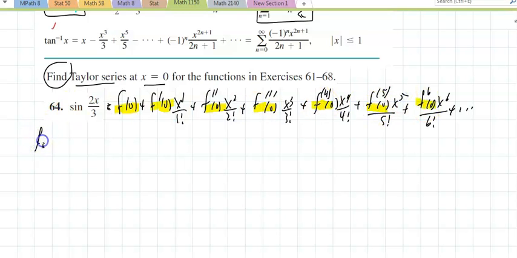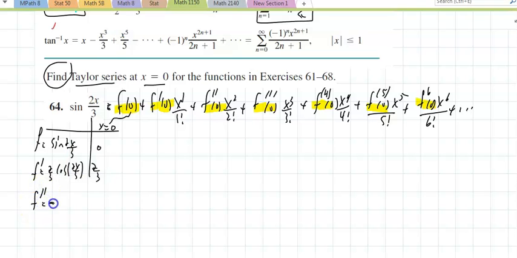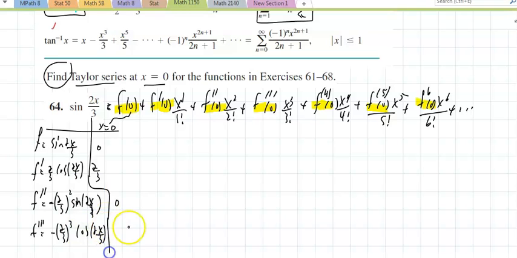I need to know f is the sine of 2x over 3. And if I evaluate that at x equals 0, that's a 0. F prime is 2/3 the cosine of 2x over 3. At 0, that's 2/3. F double prime is negative 2/3 squared the sine of 2x over 3. At 0, I'll get a 0. F triple prime, that is negative 2/3 cubed. And I wouldn't multiply those because I want to figure out the pattern. Cosine of 2x over 3. At 0, that's negative 2/3 cubed.